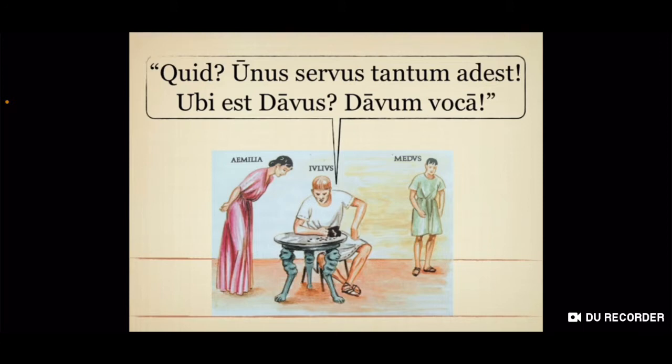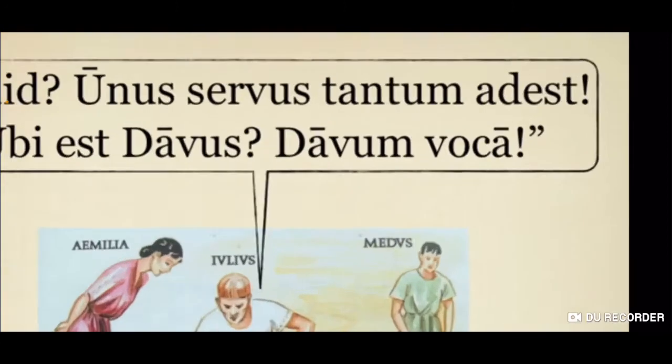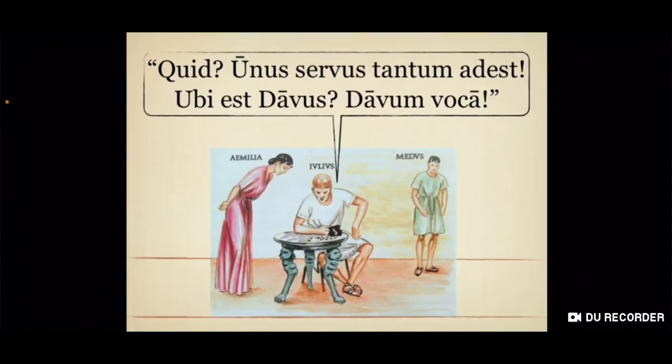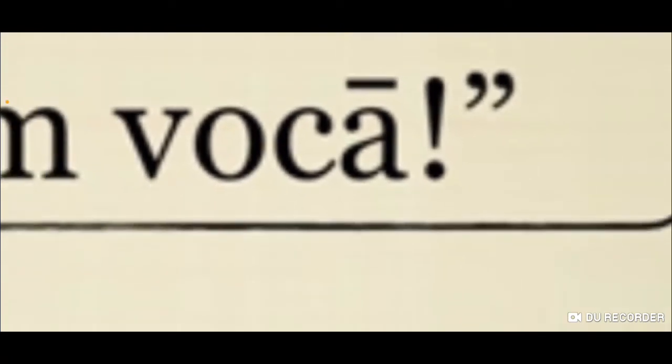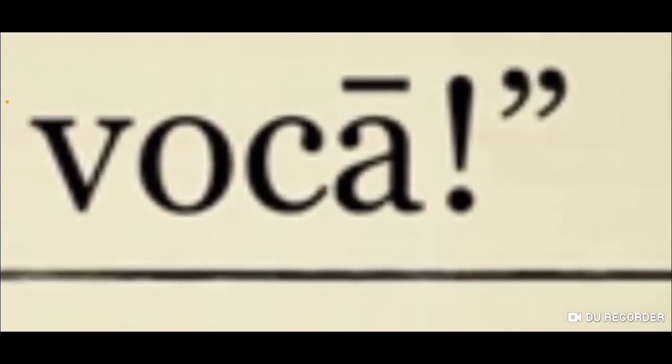Quid? What? Uno servus tantum ades. One only, tantum. Only one slave is here. Ubi es Davus? Where's Davus? Davum voca. Call Davus. So we got a new form of the verb, like when they start off the video and say salvete. They're saying be well, all to all. So it's a command, saying do something.